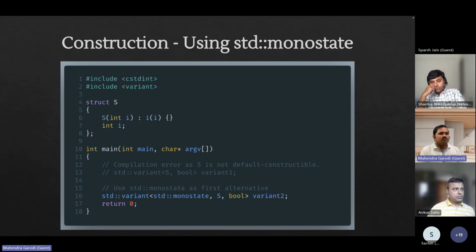Okay, so any question till this point? I saw Sachin raised hand. Aspersh. Like I wanted to ask, std::monostate, not variant, but std::monostate, is it C++17 as well? Yes.